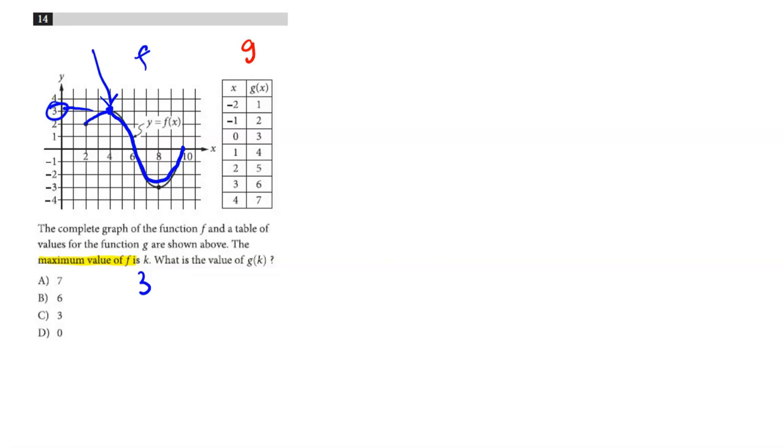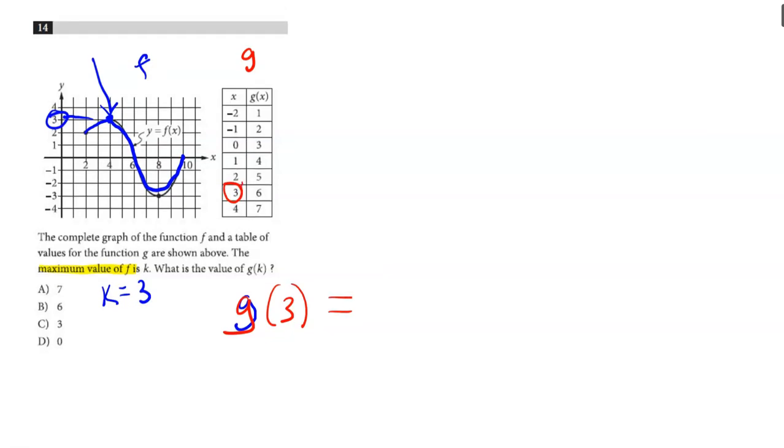And then it says, what is the value of g of k? So we know that k equals 3. So now we can just substitute it in. G of k is, well, I go to my table, and when you put 3 in, g of 3 is 6. So the correct answer here is B.